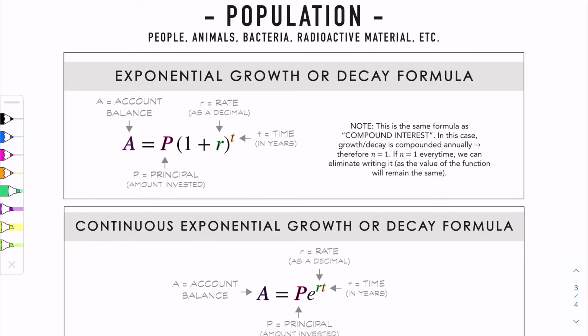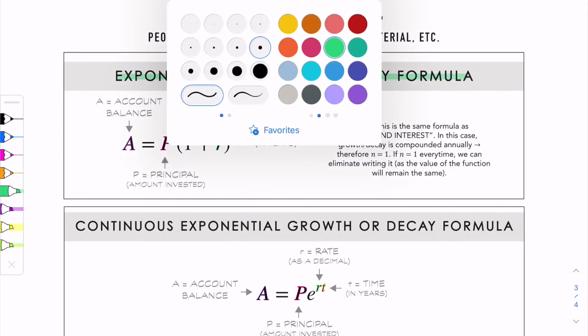The next two formulas that we're looking at are for population. Population can be increasing or decreasing. So to start off with, let's look at exponential growth or decay. This is actually the same formula as the first one we went over on the first page of notes, except for when you're looking at exponential growth or decay, you're looking at an annual rate.